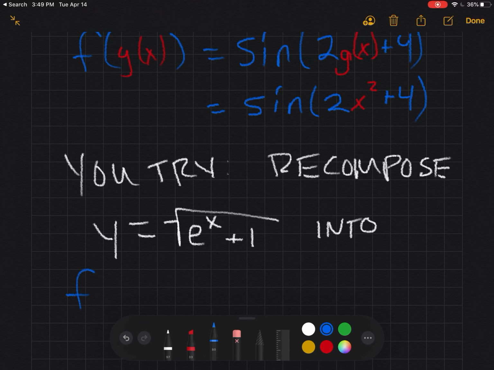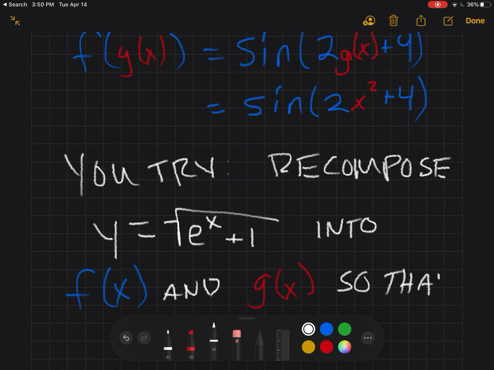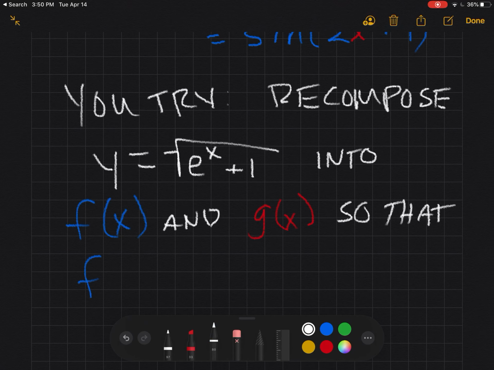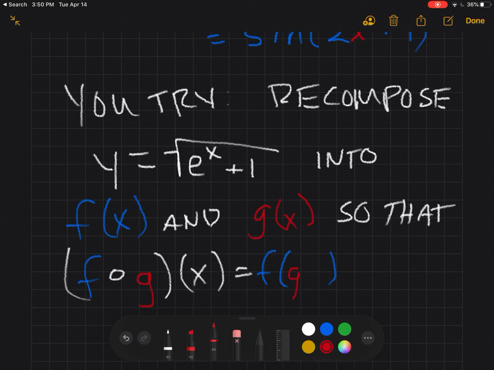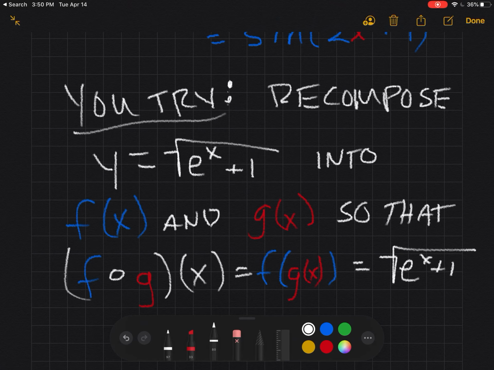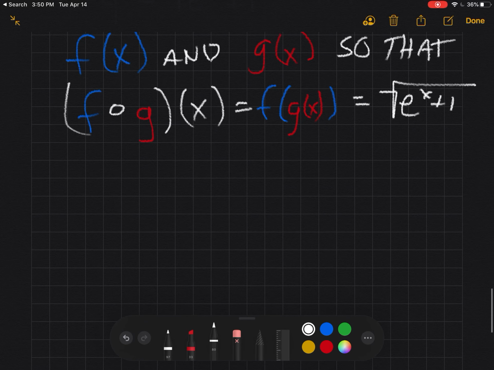Decompose y equals the square root of e to the x plus 1 into a blue f of x and a red g of x, so that when I compose these functions together and I take f compose g of x, of course that's going to give me f of g of x, and I want that to equal the square root of e to the x plus 1. So you guys give that a shot and come back after you've spent some brain cells on it.